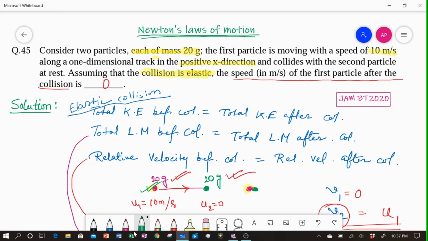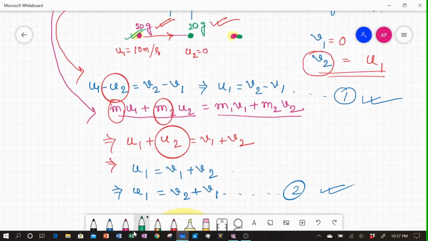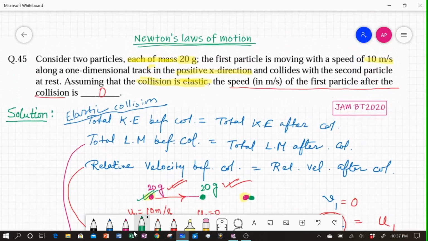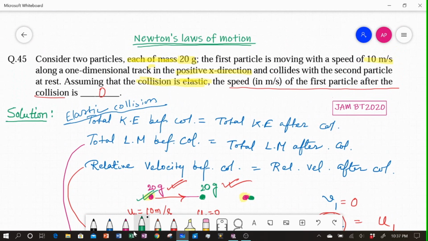Okay, so it seems to be very difficult and you may think that it needs a lot of calculation, but no, here there is no calculation needed. Just from simple analysis we can answer this as the first particle will become at rest. Okay, the first particle will become at rest, that is the speed of the first particle will become 0.